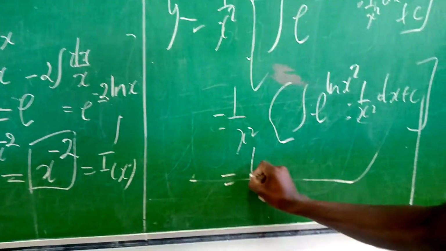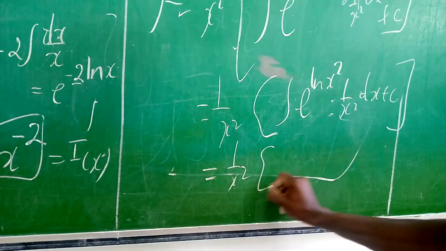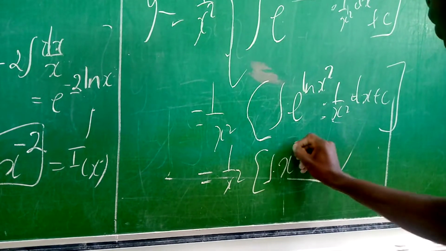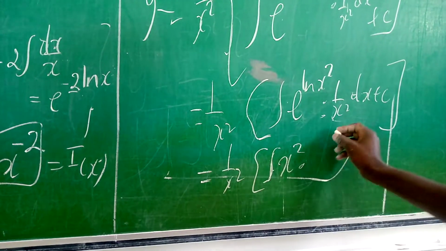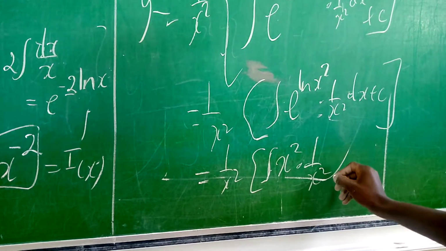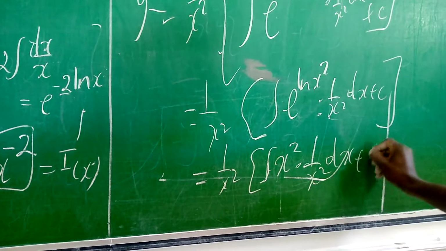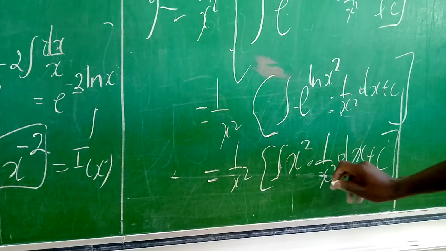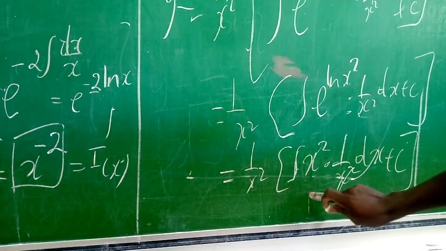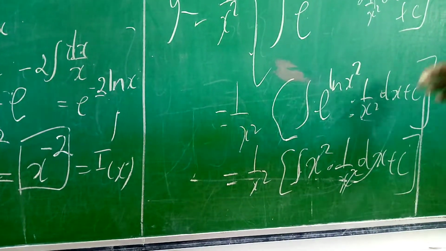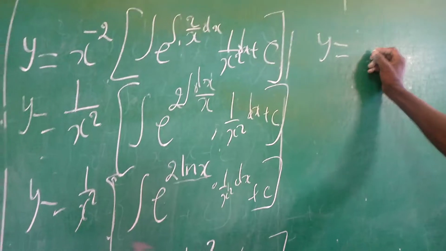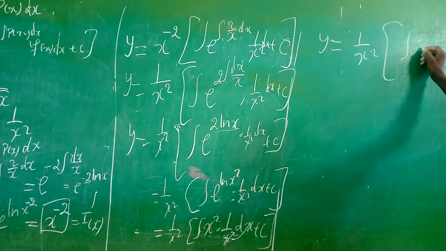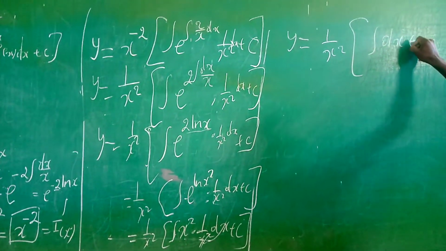We remain with 1 over x squared, integral of this, which will give us x squared as we have seen, and then 1 over x squared dx plus c. Then we will simplify it. We remain with 1, and then the equation will be equal to 1 over x squared, bracket, integral of dx plus c.